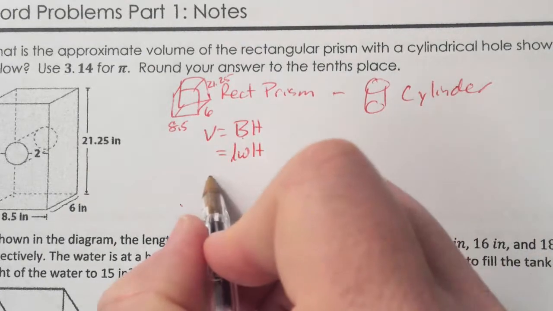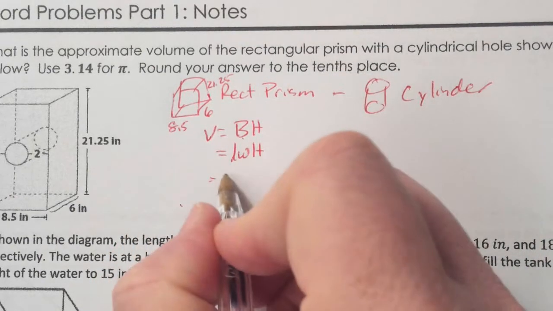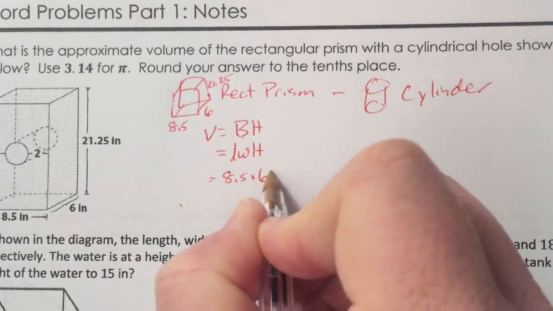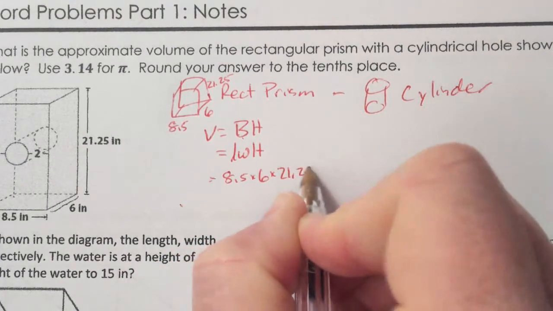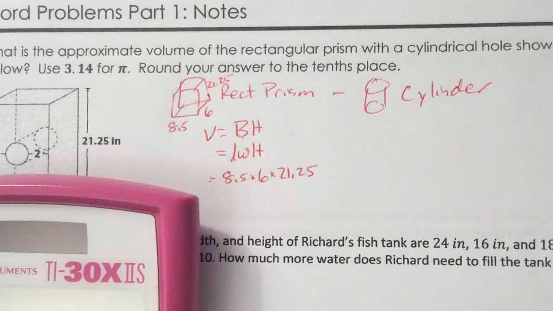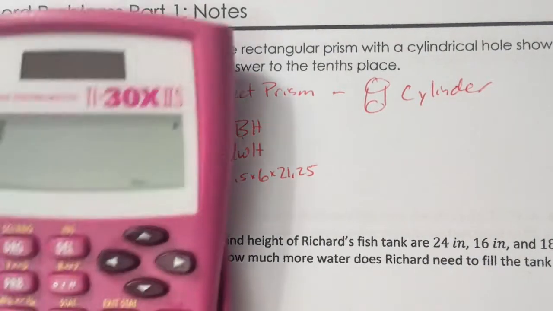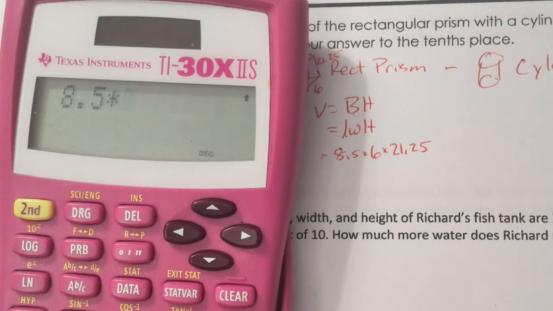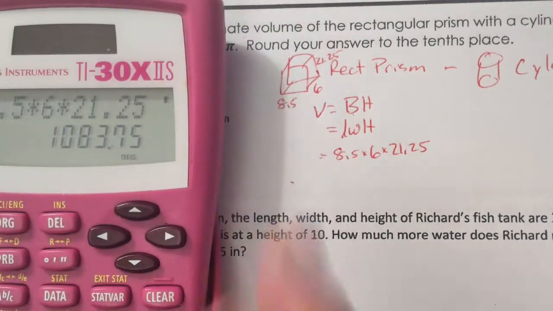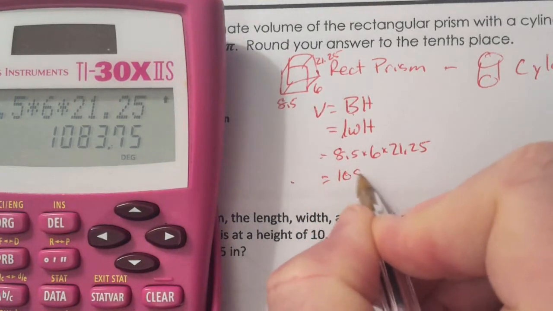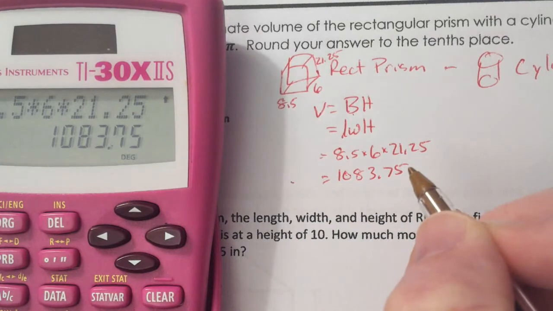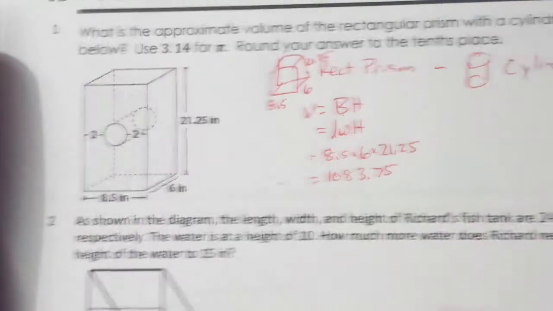So all we have to do is multiply those three numbers: 8.5 times 6 times 21.25. And when you put that in your calculator, 8.5 times 6 times 21.25, you pop out with that number, 1083.75. Okay, now let's try the cylinder.